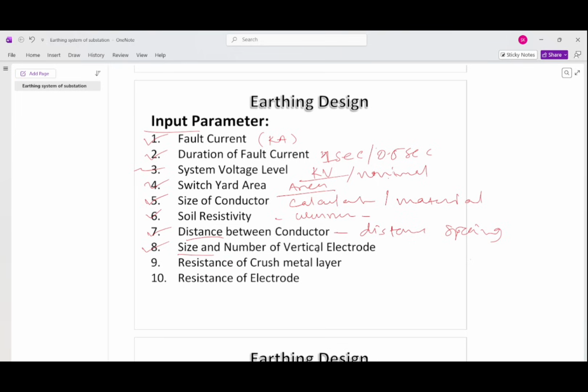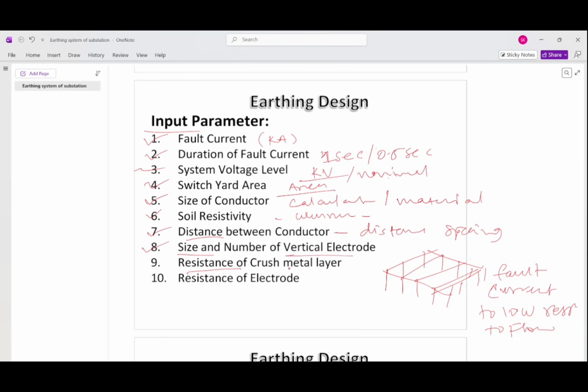Size and number of vertical electrodes: this is a grid we can see, and these are the horizontal conductors, and these are the vertical conductors you can see. So the number of vertical and horizontal conductors matters. Vertical conductors will be required to compensate the fault current. Fault current has to find a low resistance path to flow to ground. So the number of vertical electrodes is also very important.